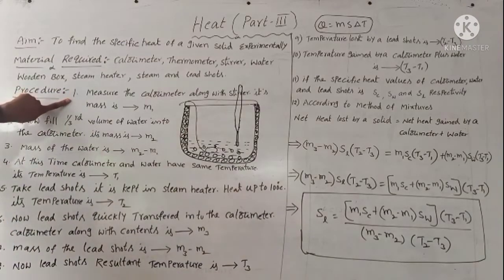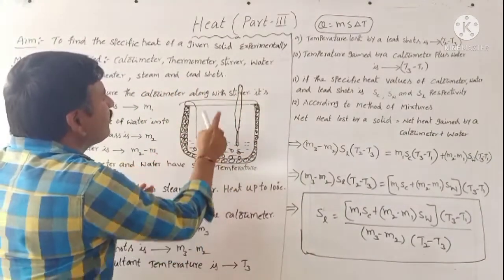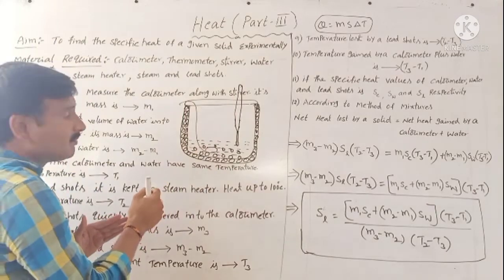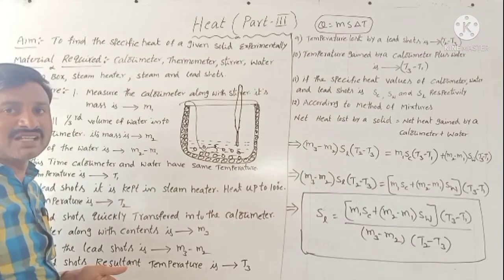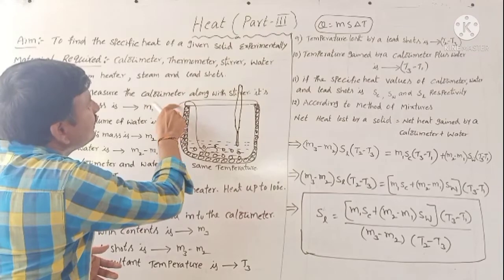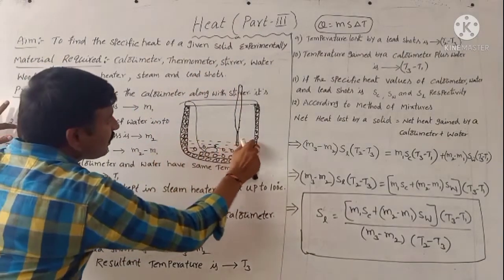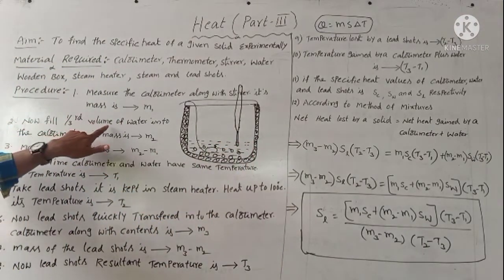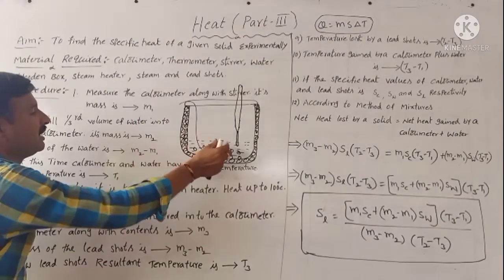After that, the procedure. What procedure are we using? First measure the calorimeter along with the stirrer. Why are we using the stirrer? If there are any impurities in the calorimeter, they are removed by using the stirrer. After that, its mass is M1. Now fill one-third volume of water into the calorimeter. So before filling the water the mass is M1, after filling the water it is M2.